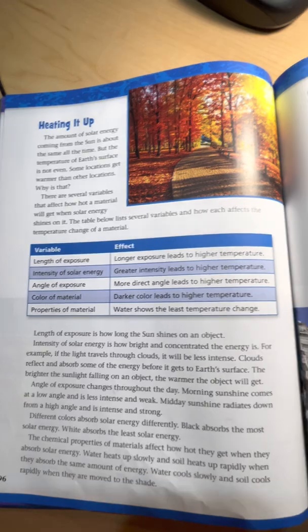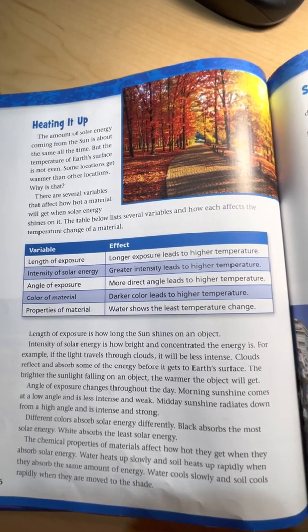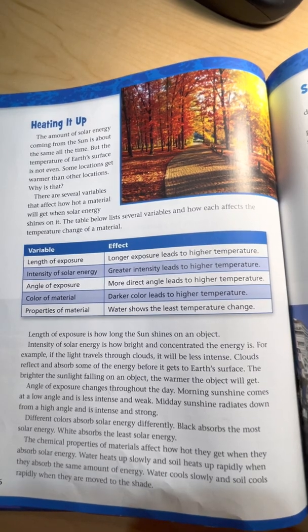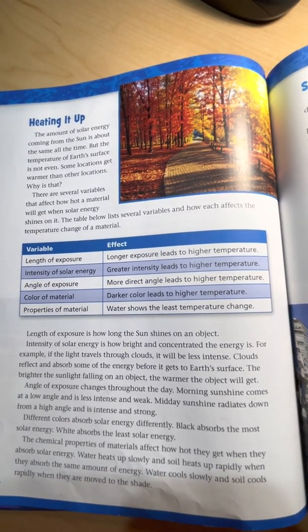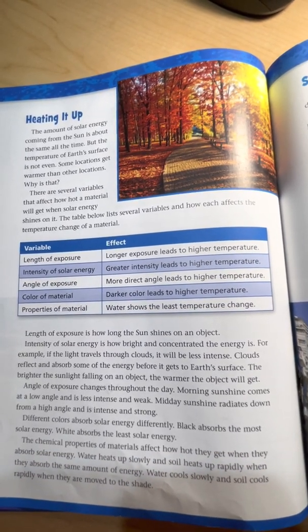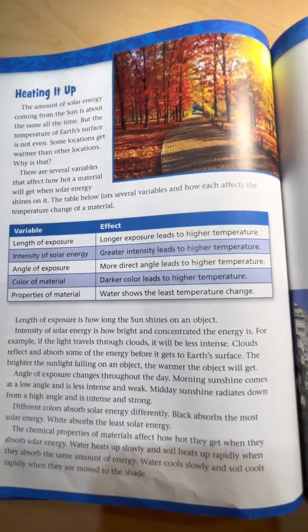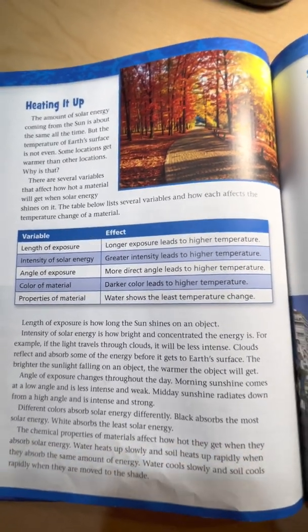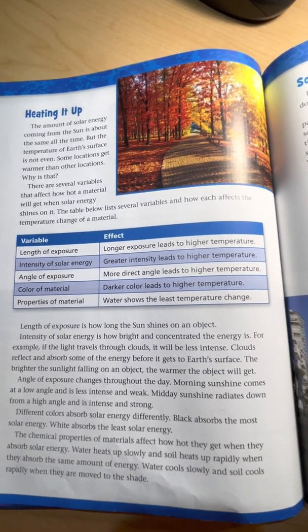Heating it up. The amount of solar energy coming from the sun is about the same all the time, but the temperature of the Earth's surface is not even. Some locations get warmer than other locations. Why is that? There are several variables that affect how hot a material will get when solar energy shines on it. The table below lists several of these variables and how each affects the temperature change of the material.